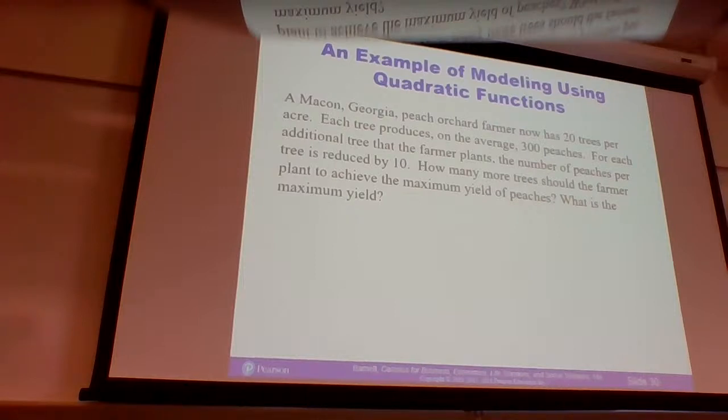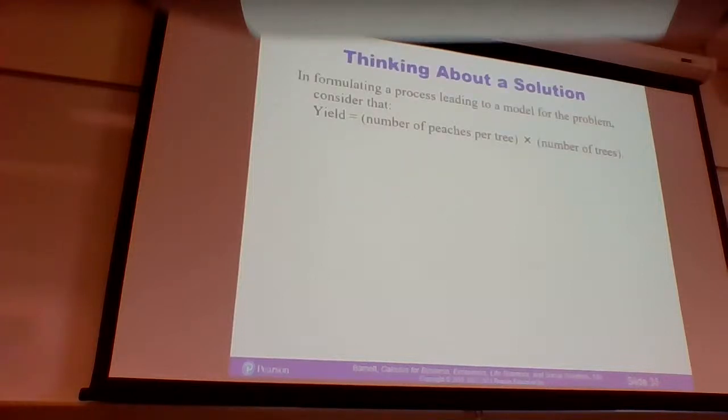At Macon, Georgia, a peach orchard farmer now has 20 trees per acre. Each tree produces on average 300 peaches. For each additional tree that the farmer plants, the number of peaches per tree is reduced by 10. How many more trees should the farmer plant to achieve maximum yield of peaches? What is the maximum yield? I'm just going to go through this as an example of maximization.